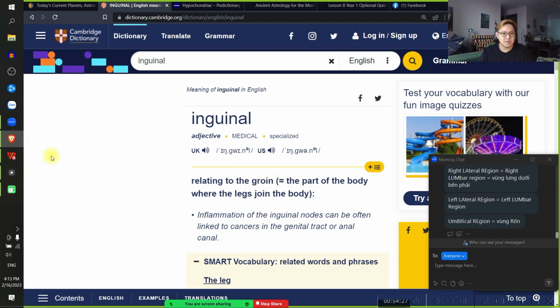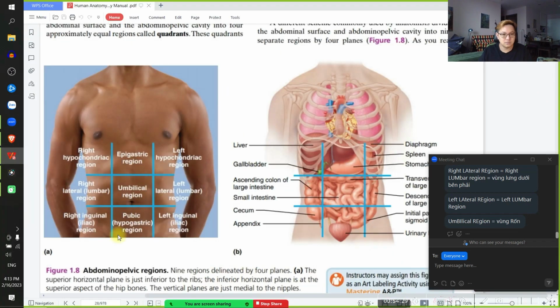Liên quan đến cái hạ bộ. Inguinal. So right or left inguinal region. We also call it right or left iliac. Hay còn gọi là vùng phải hoặc là trái của hạ bộ.